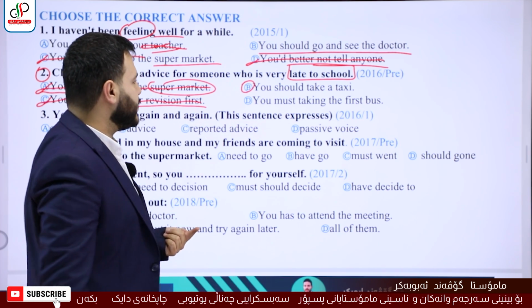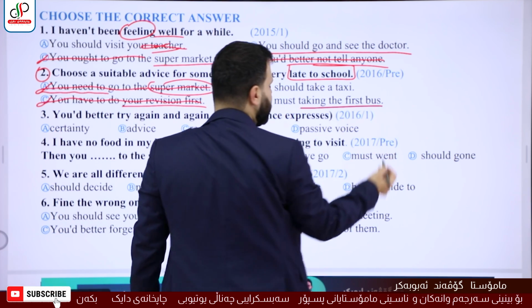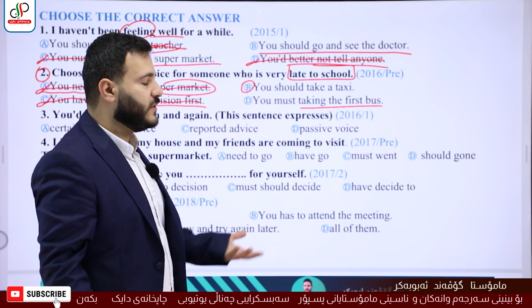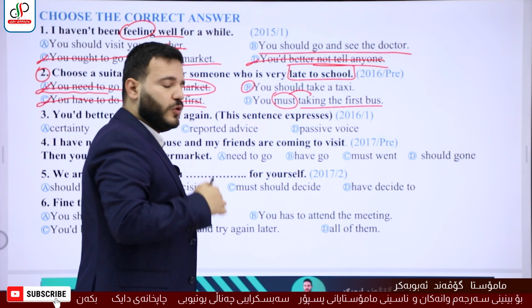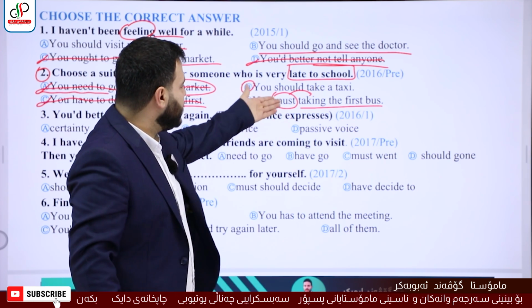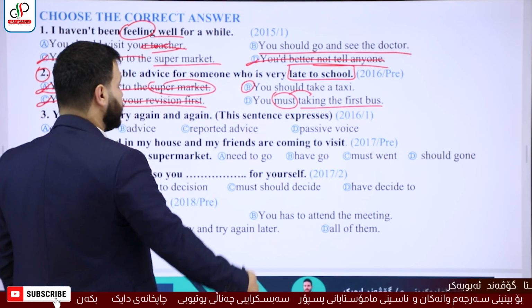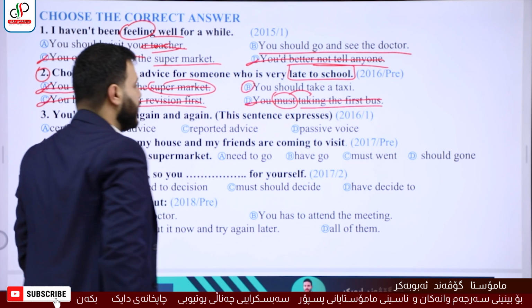D, you must taking a taxi. Taking a taxi is a solution for someone who's late for school. But we don't use must with ing. We don't use, for example, must followed by the ing form. That's why D is wrong.